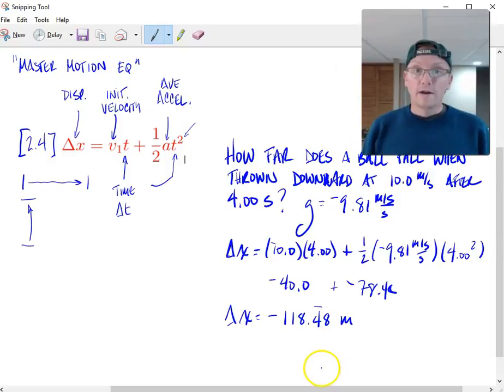There you go. So that's how you use it. Again, if you do it right, you should be able to get rid of this first term if you do the things right. Like if I just drop something from rest, it's going to get rid of that term, and then I can use this equal to that, which works.